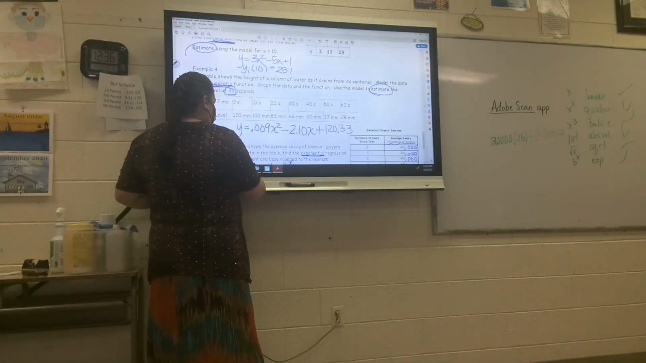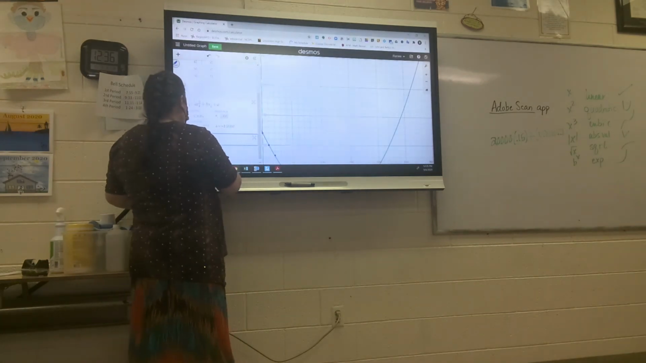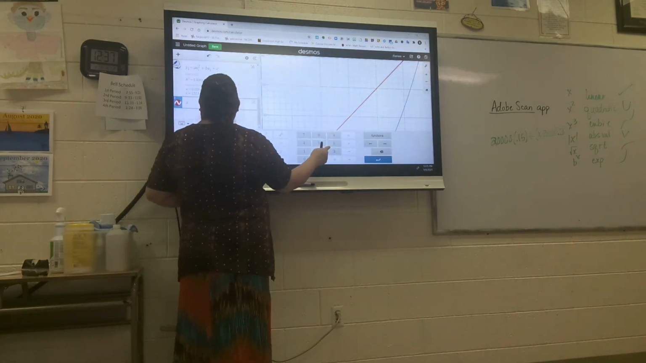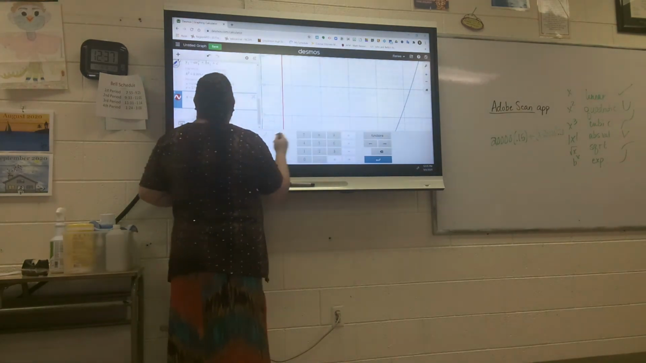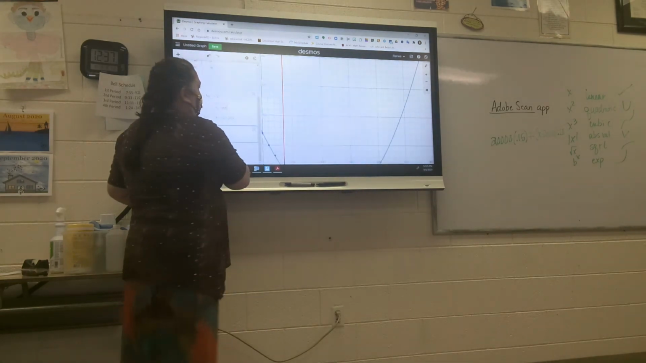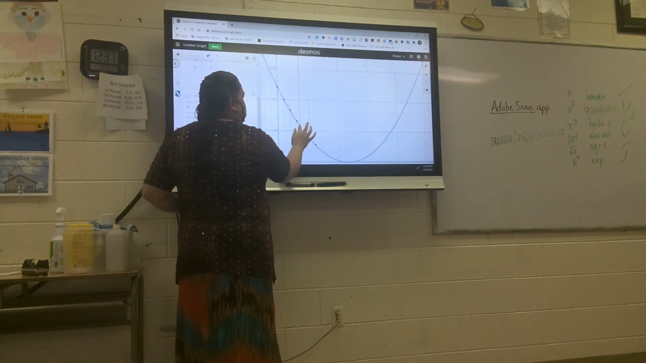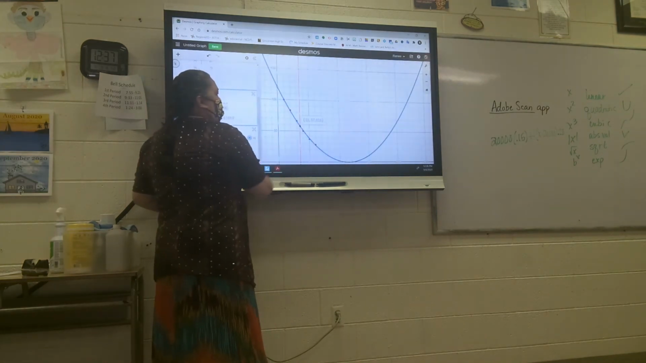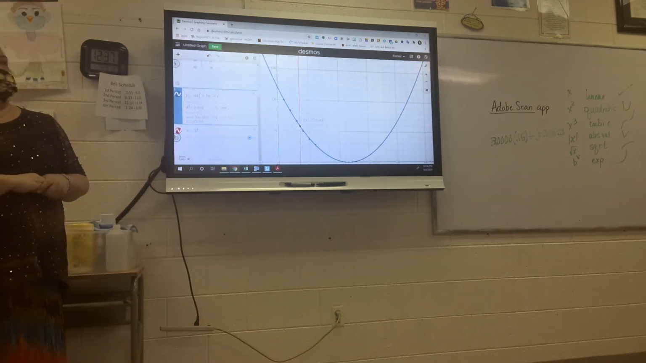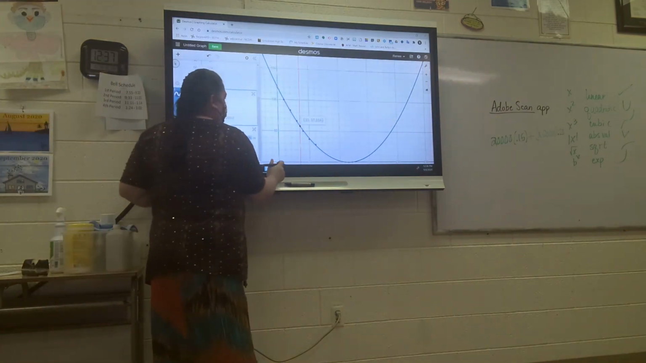So if we go back to our Desmos and put in x equals 35, can we see, yes we can, where those cross? The cross is at 57.938.